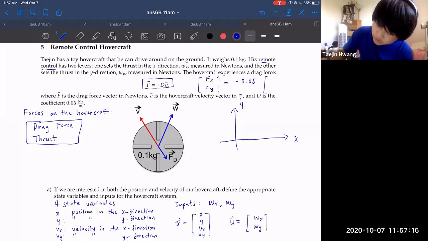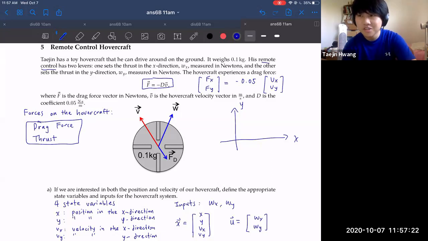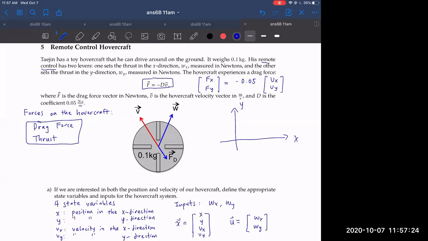Times the velocity, which is a vector, and this velocity has an x direction and a y direction. Does that help clear it up? I don't know if that was... Oh yeah, no, that helps. Thank you. Okay, yeah, for sure.